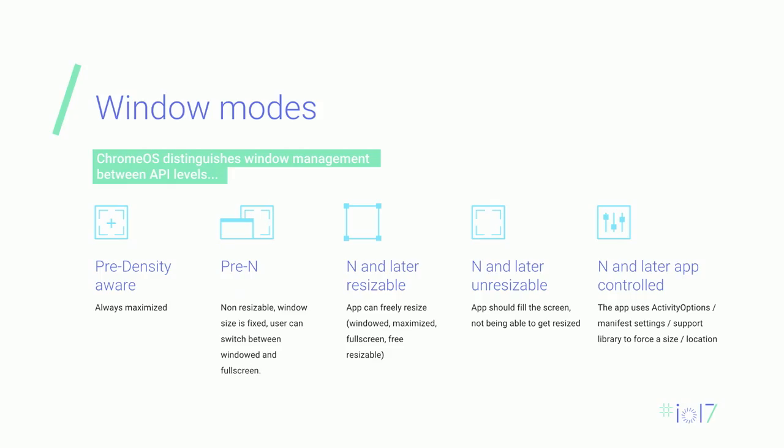But that is pre-N. If you are moving to N, as I told you already, it's a good idea to do so. You then have the full freedom of getting resizable. You can be full screen, you can be windowed, and so on. And if you don't want to be resizable in N, you can say, I want to be unresizable, which essentially puts you in the full desktop. And then the last thing is, you can have an application which essentially dictates to us, hey, I want to be this size and at this location, and we respect that.